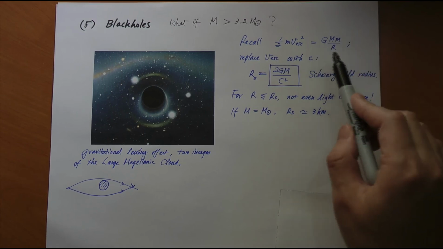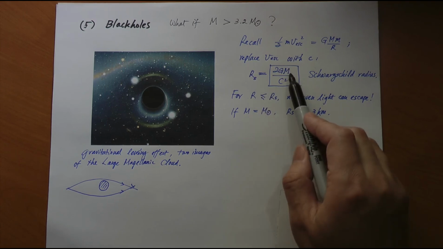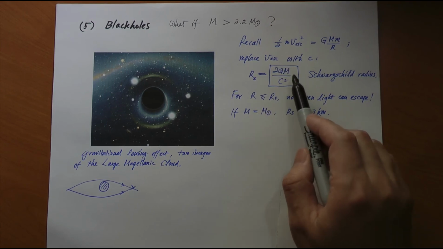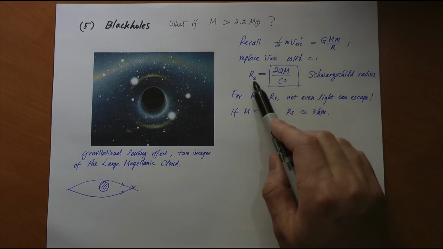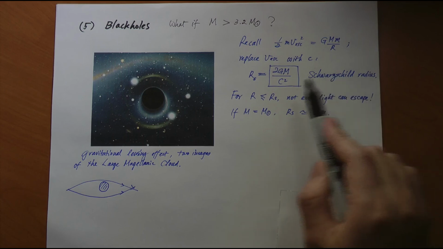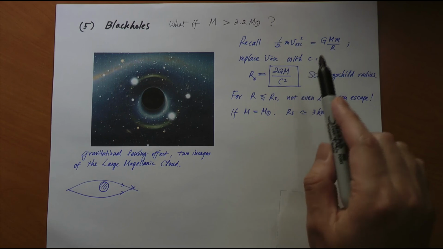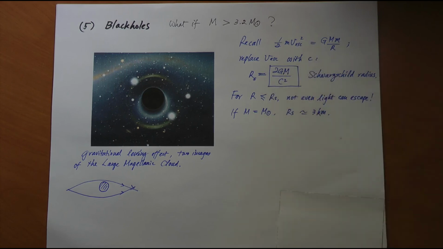And from that, you can replace this v escape with c and calculate this r. This tells you that if you have a mass M, okay, and you are this far or closer than this to the mass, this is called the Schwarzschild radius, then even if you are a photon, you still cannot escape anymore because it would require an escape speed greater than that of light, which is not possible.